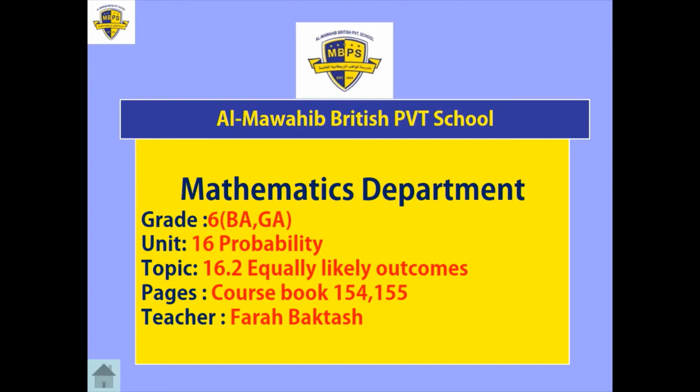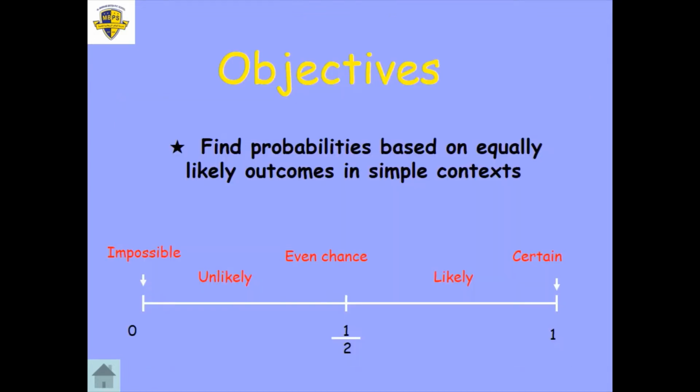Today, inshallah, we will continue on unit 16, probability, lesson 16.2, equally likely outcomes. You can follow this in your course book, page 154 and 155. Our objective today is to find probabilities based on equally likely outcomes in simple contexts.